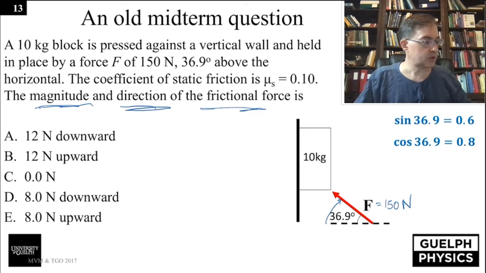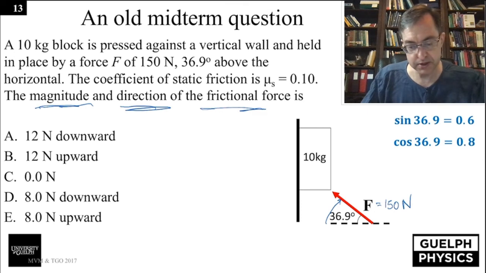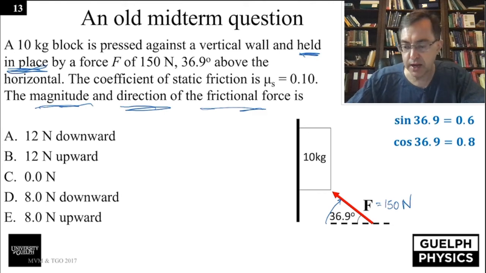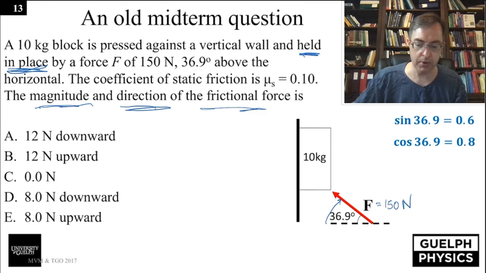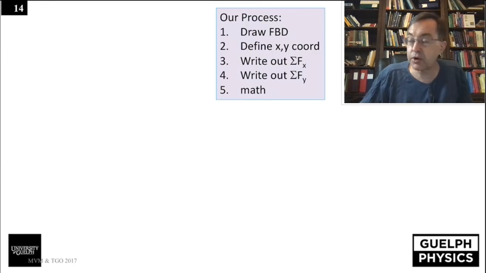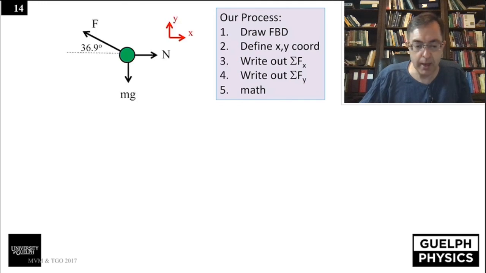So what you need to do in this problem, first of all, is ask yourself, is it a static friction problem? There's a clue in the question: it's held in place, meaning it's a static equilibrium problem. And so the frictional force will be exactly what's needed to create an overall net zero force on this block. So there's no motion. Again, our process is to draw a free body diagram, define the coordinate system, solve the force equations in x and y, and then do the math.